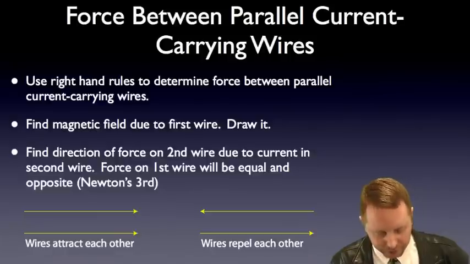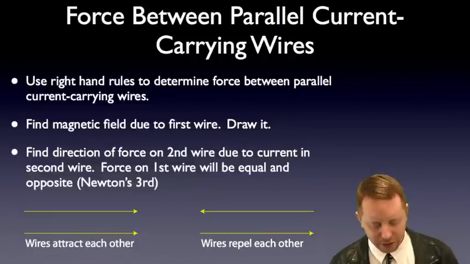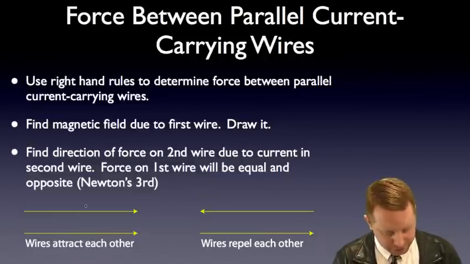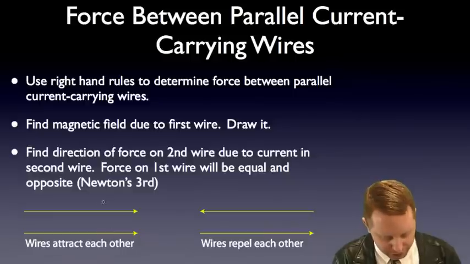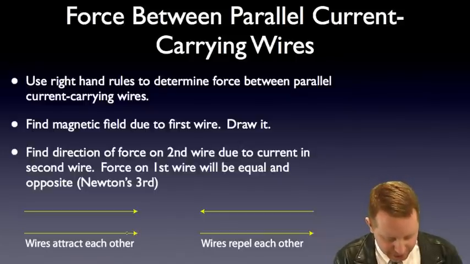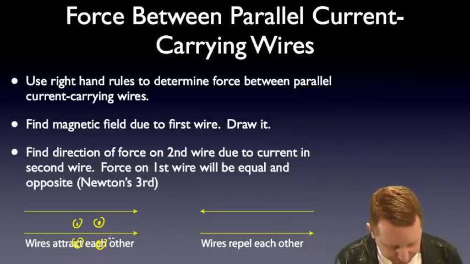So, if we have two current carrying wires that are parallel, we can use the right-hand rule to determine the force between them. For example, if we have two wires with current traveling in the same direction, well, let's find the magnetic field due to the first wire. If we look at the bottom wire as the wire we're going to focus on, using the right-hand rule, I can see that the magnetic field produced by this wire up above the wire is going to be toward me or out of the page, and below it, it's going to be into the page.